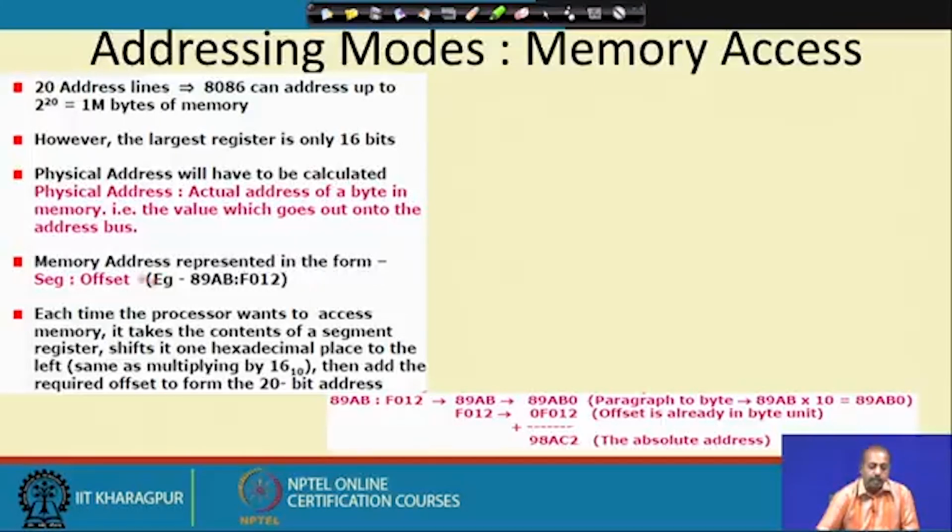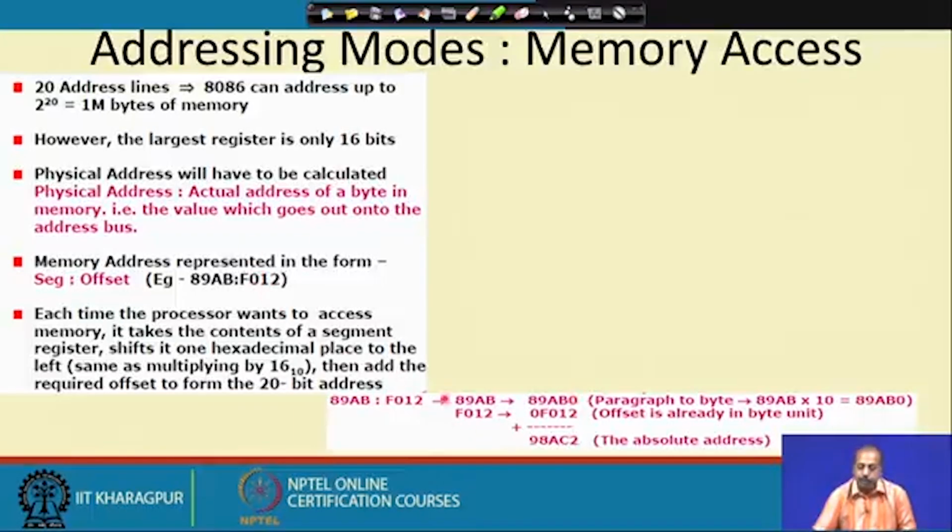This is represented in the form of a segment value and an offset value. Take 89AB colon F012. What will happen is that this 89AB will be left shifted by 4 bits. In hexadecimal form, if we write it, it is as if a 0 will appear at the end. So it will become a 20 bit value. Each digit corresponds to 4 bits, and there are 5 digits, so there are 20 bits.